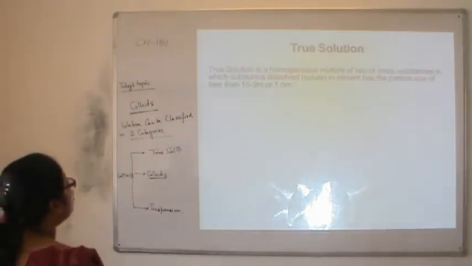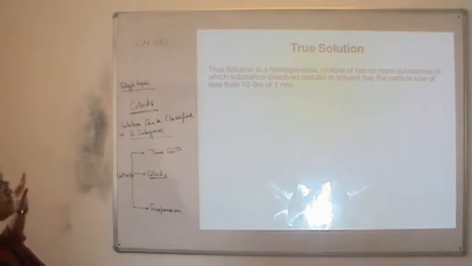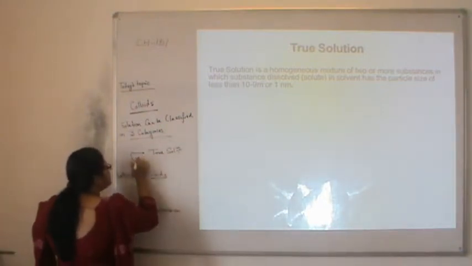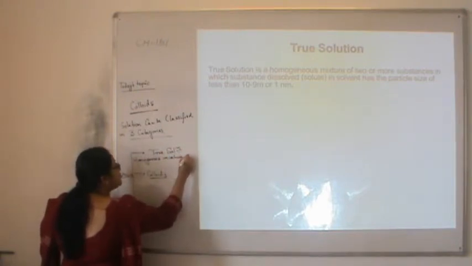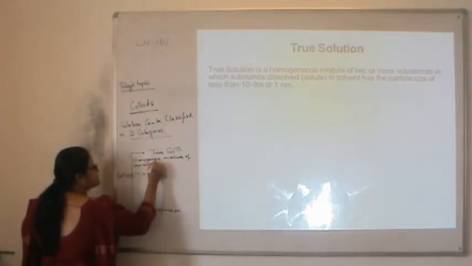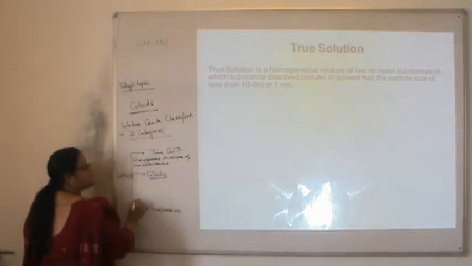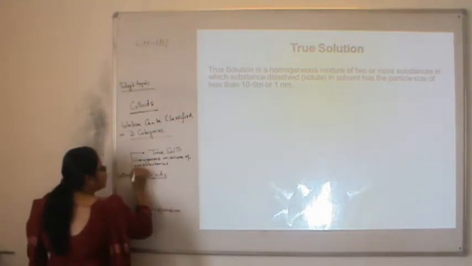The true solution is a homogeneous mixture of two or more substances in which one substance, the solute, is dissolved in the solvent, and the solute has a particle size less than 10 to the power minus 9 meter, or 1 nanometer. So it is a homogeneous mixture of two substances. The particles are very small. Solute.